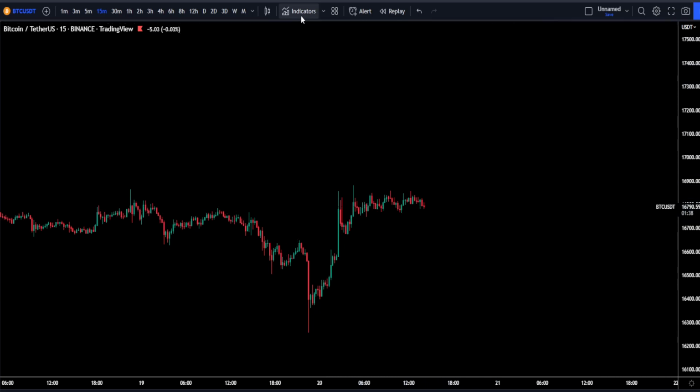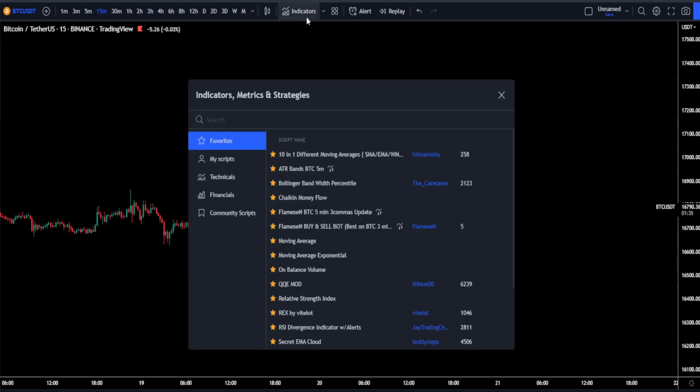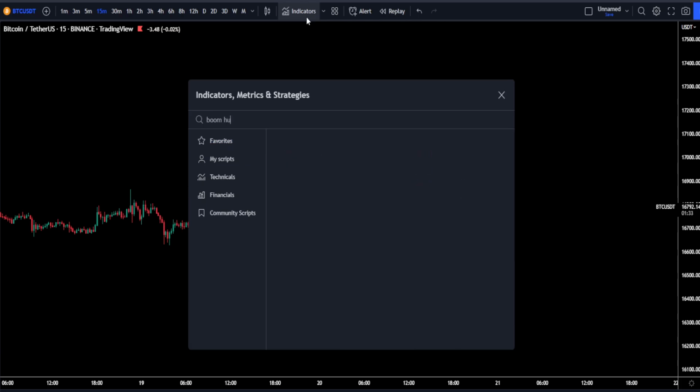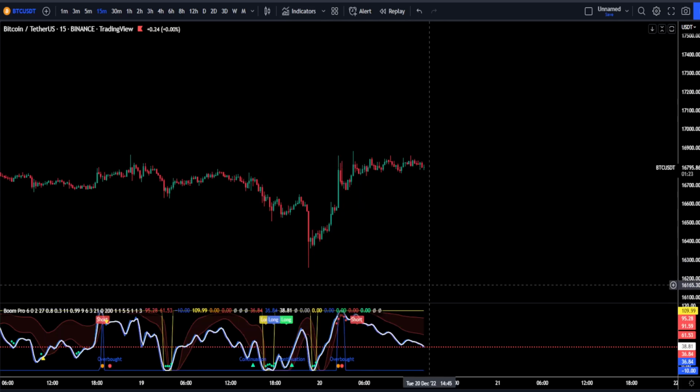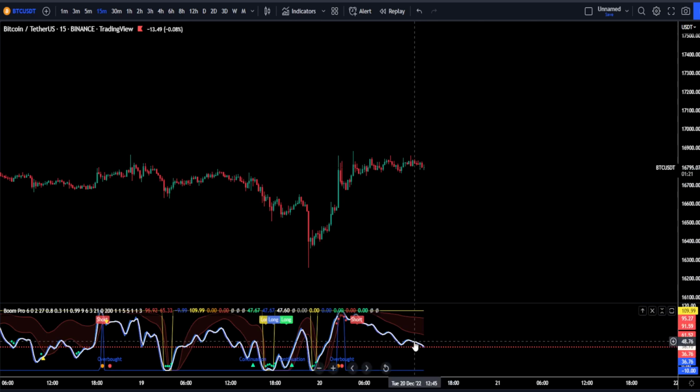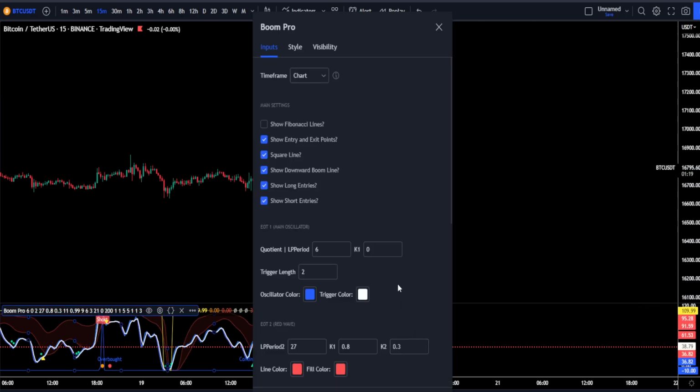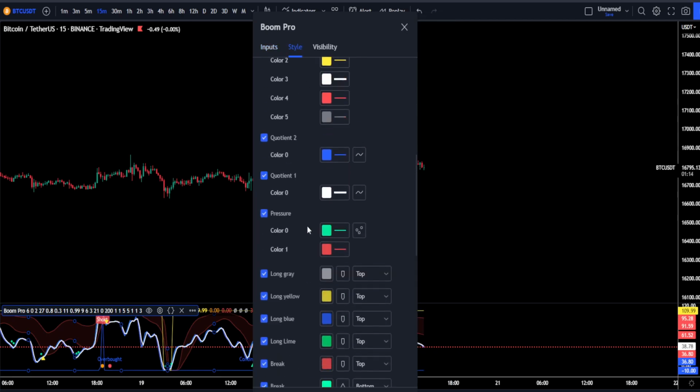So first come up here to your indicators tab and search for the Boom Hunter Pro, which is this one here by Verifid. By the way, the settings will stay on default. However, if you don't want to get confused, head over to the style section and disable those weak signals.